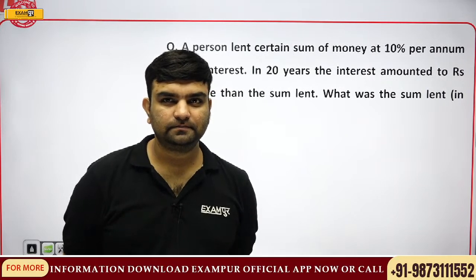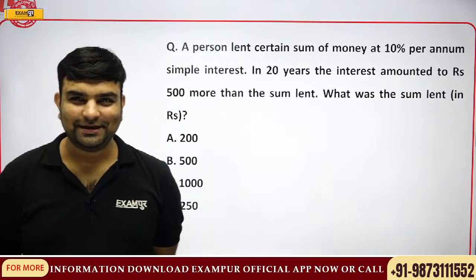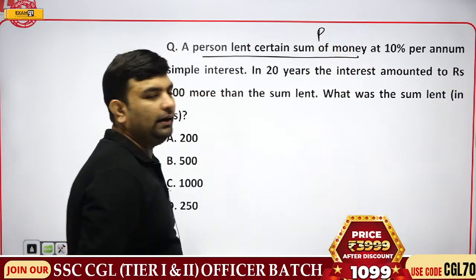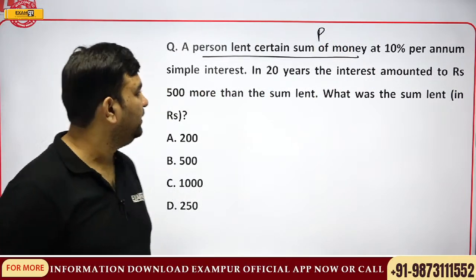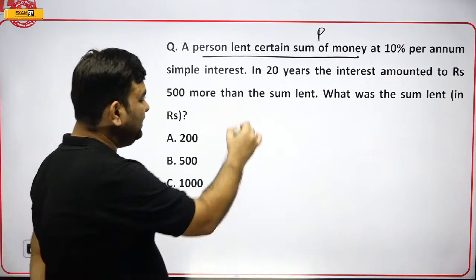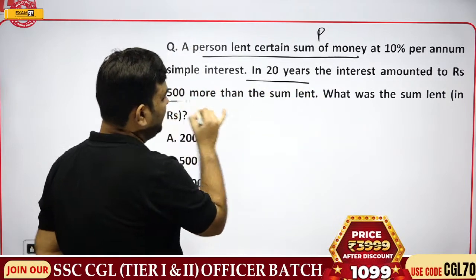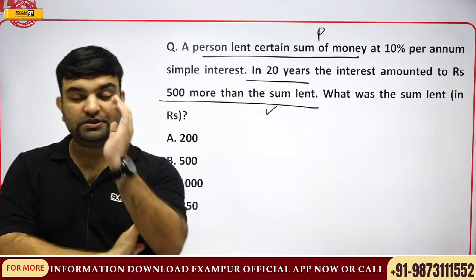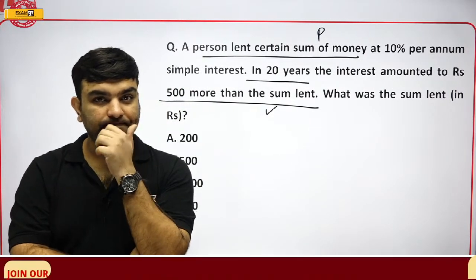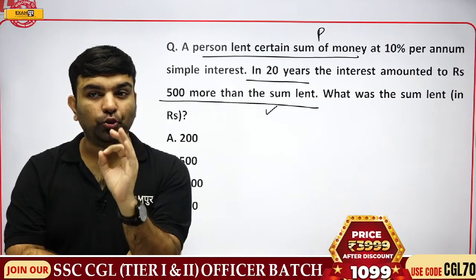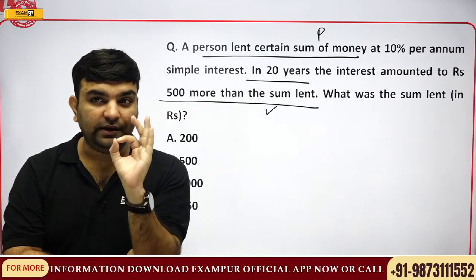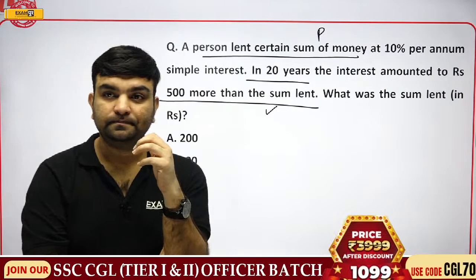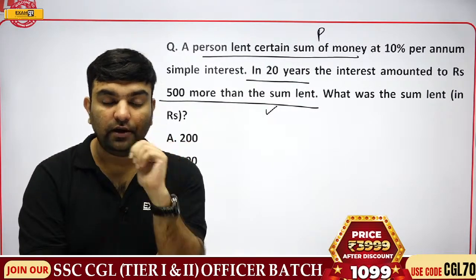10% per annum. A certain sum of money means principal, at 10% per annum, is lent for 20 years. Interest is 500 more than the sum. Wow. What is the situation? Have you got it? The situation is, my dear friends, that interest is 500 more than the principal.